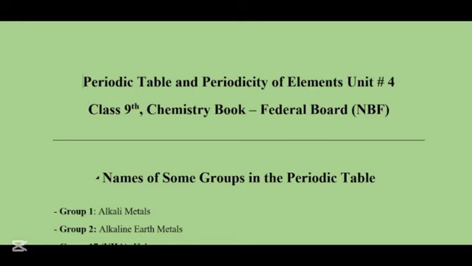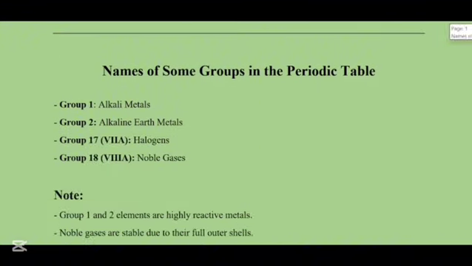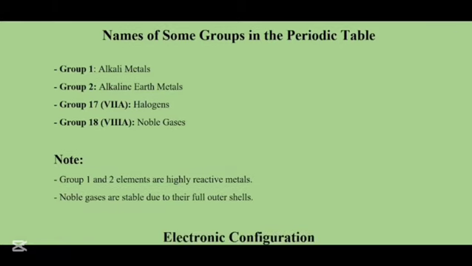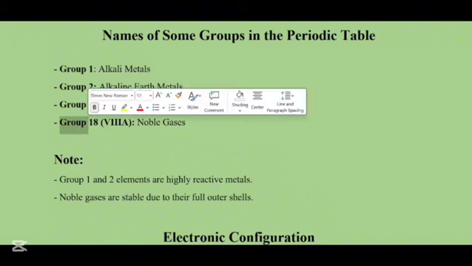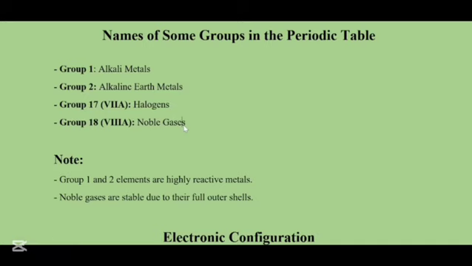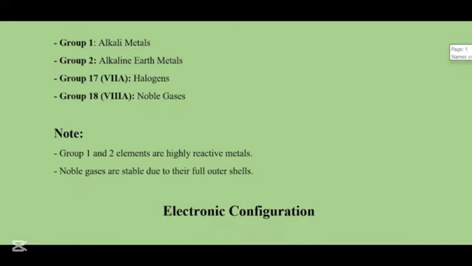Today we are going to dive into an exciting topic, which is the names of some groups in the periodic table. Like I told you in the previous lecture, the group 1 elements are known as alkali metals and the group 2 elements are known as the alkaline earth metals. The group 17 are known as halogens and the group 18 are known as noble gases or precious gases.